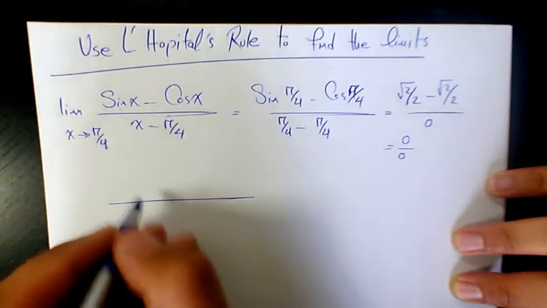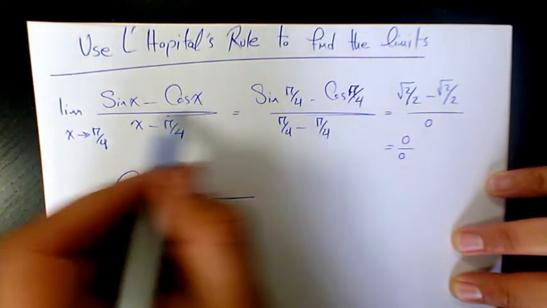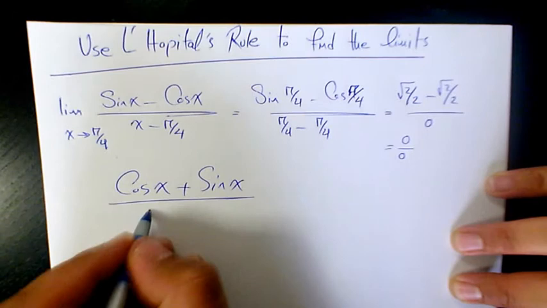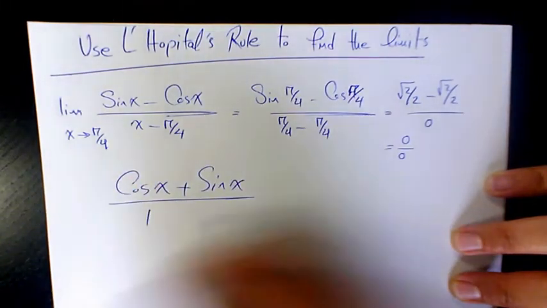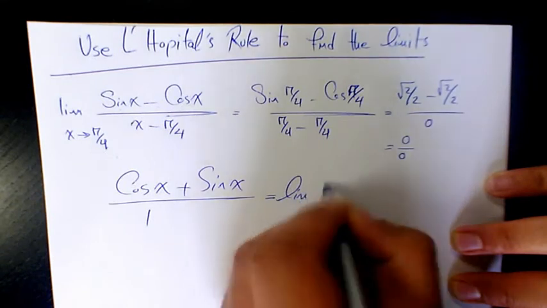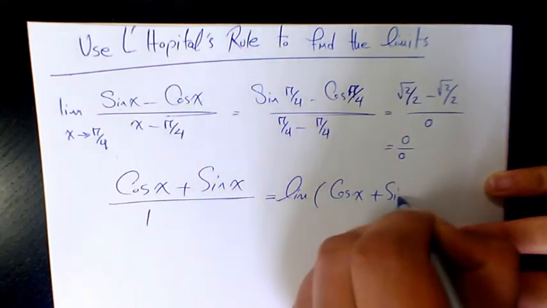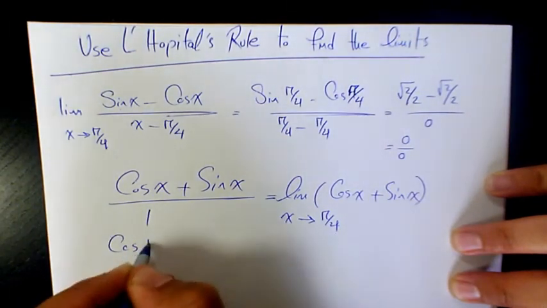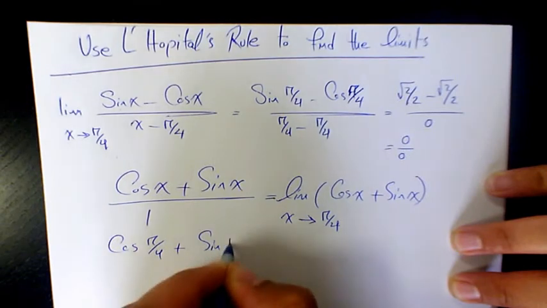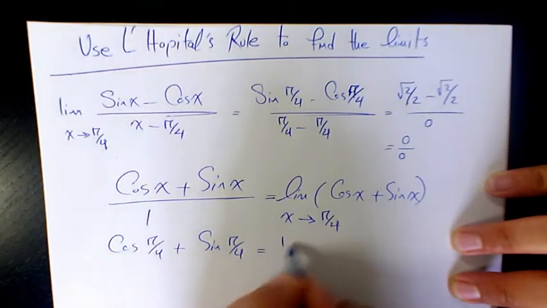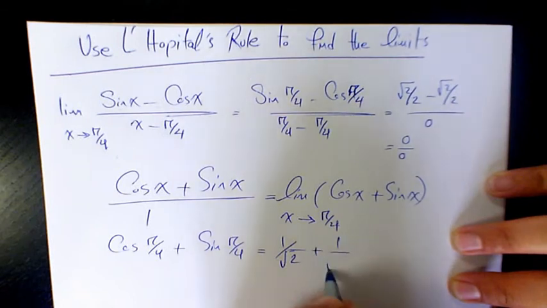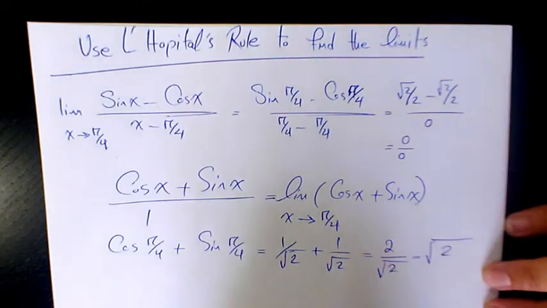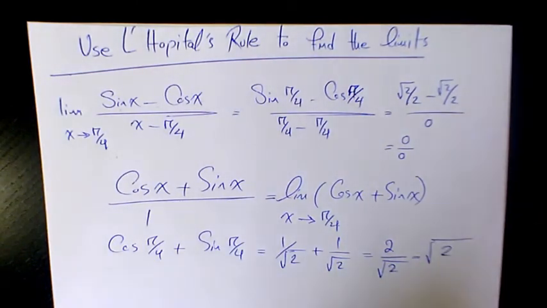The derivative of numerator is going to be cosine x. Derivative of negative cosine is going to be plus sine. Derivative of x is 1. Derivative of negative pi over 4 is 0. So we have limit of cosine x plus sine x when x approaches pi over 4. That's going to be cosine pi over 4 plus sine pi over 4 equals to 1 over root 2 plus 1 over root 2, which is going to be 2 over root 2, which is going to be root 2. So that's going to be the answer.